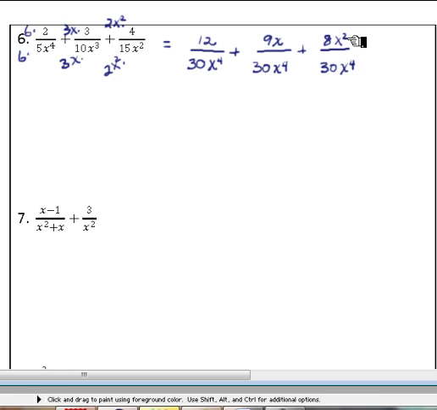And now let's add those together. Notice that we do not have any like terms, so we're basically just putting everything on top of one numerator. Please be careful not to add terms when they're not like terms.